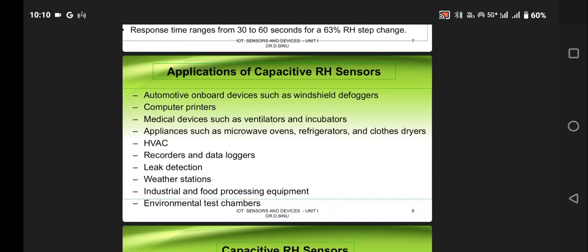Applications of capacitive sensors: they are normally used in automotive onboard devices such as windshield defoggers, computer printers, medical devices such as ventilators and incubators, appliances such as microwave ovens, refrigerators and cloth dryers, HVAC systems, recorders and data loggers, leak detection, weather stations, industrial and processing equipment, and environmental test chambers.